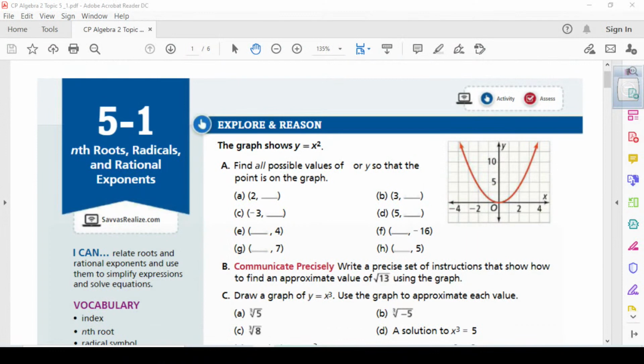Welcome back to ArmanisMath. Today we're going to discuss exponents, and in particular nth roots, radicals, and rational exponents. There are a lot of exponent ideas we're going to discuss today. Here's the objective of the day: I will be able to relate roots and rational exponents and use them to simplify expressions and solve equations.